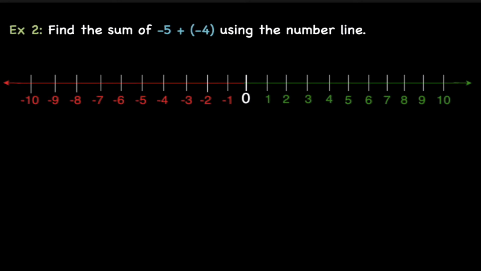For this example, we need to find the sum of negative 5 plus negative 4. Just realize that we're adding two negative numbers, so that means the answer will be negative. So we start at negative 5 and we're going to move 4 spaces to the left because of the negative sign. So that's 1, 2, 3, 4. So that's negative 9. So let's go over some examples without the use of a number line.